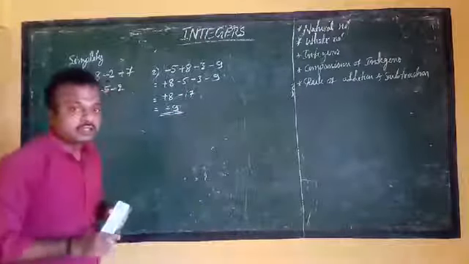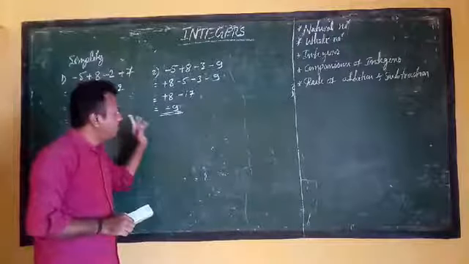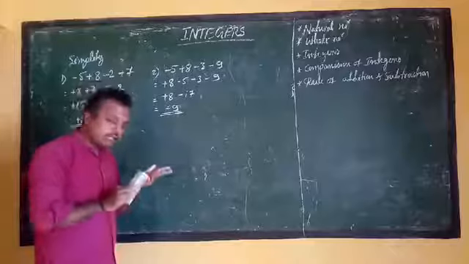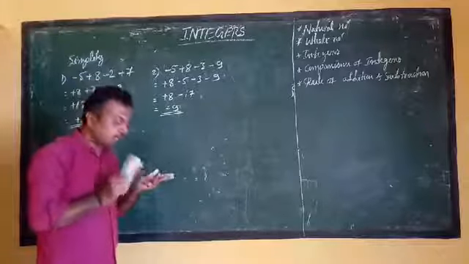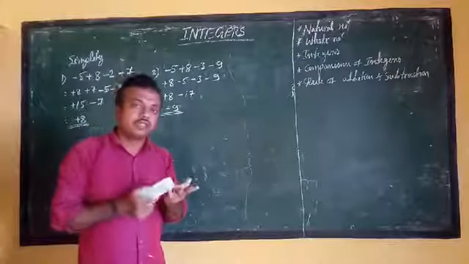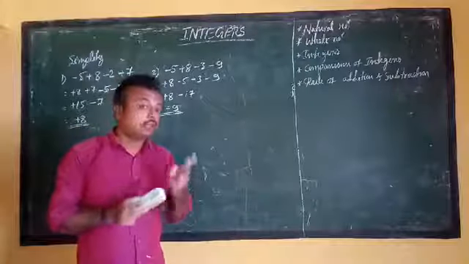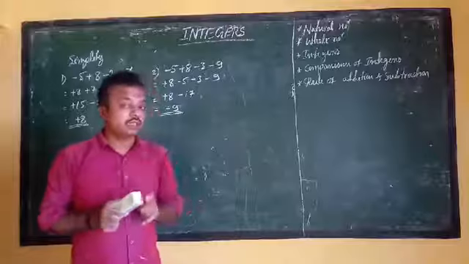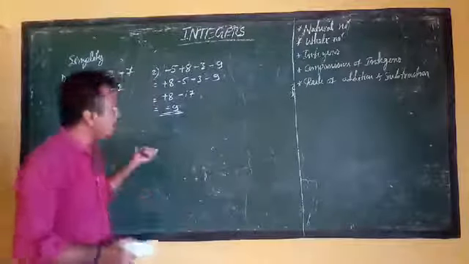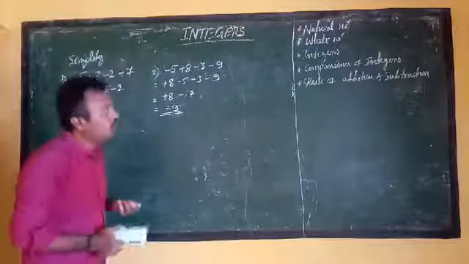Do you understand, students? So very simple. You have to be careful with the sign. Is it the same sign or a different sign? If it has the same sign, we do the addition. If it has different signs, we should do the subtraction. After the subtraction, we put the bigger number's sign. After the addition, we put the same sign. Got it? So like this you have to do addition and subtraction.